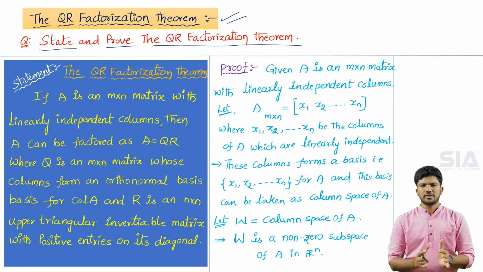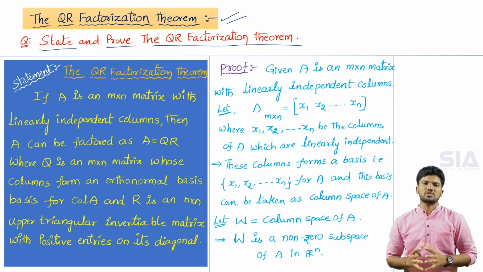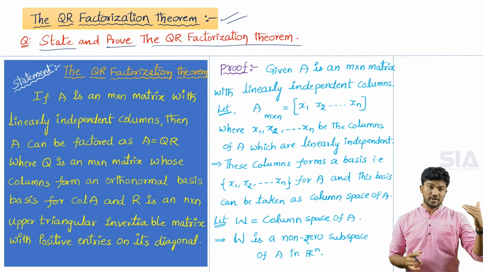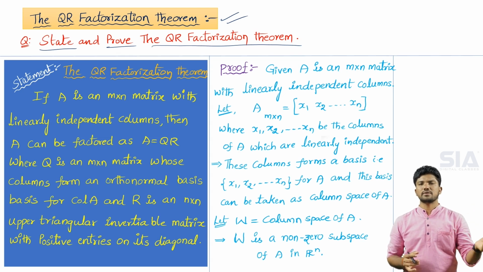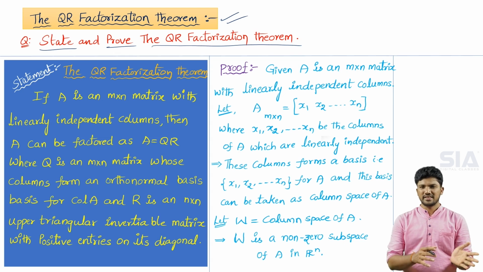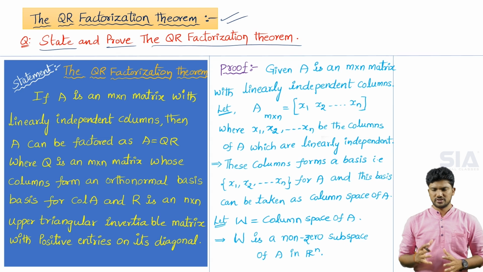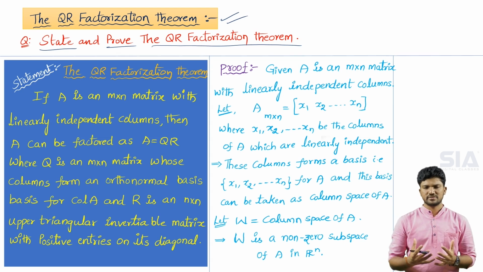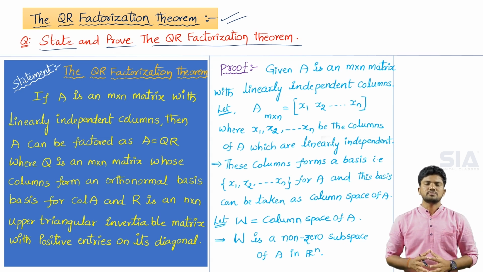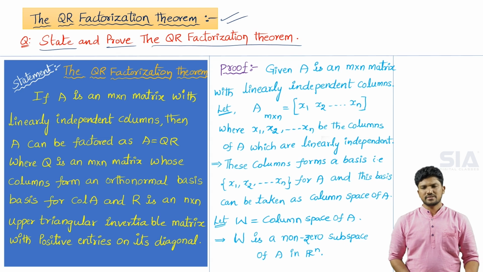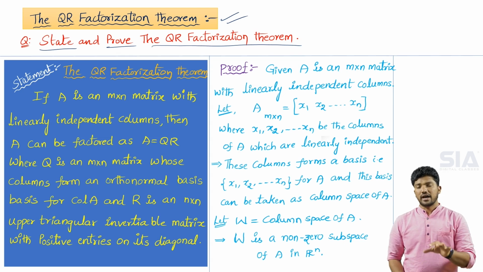Based on this theorem, in every exam we will get one long question. If the question misses from the Gram-Schmidt process, then the next question should be on this method only, the QR factorization method. That's why this theorem has that much significance. So observe carefully. For long answer purposes, these types of theorems and problems based on this theorem are very important.